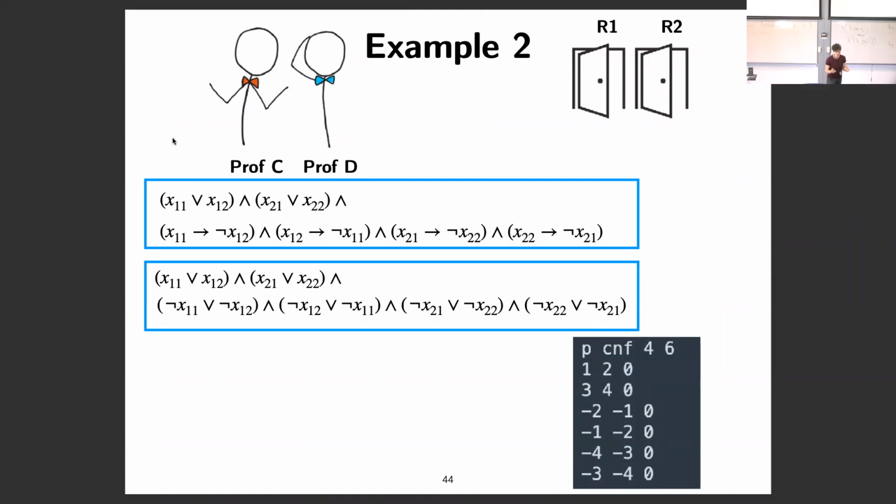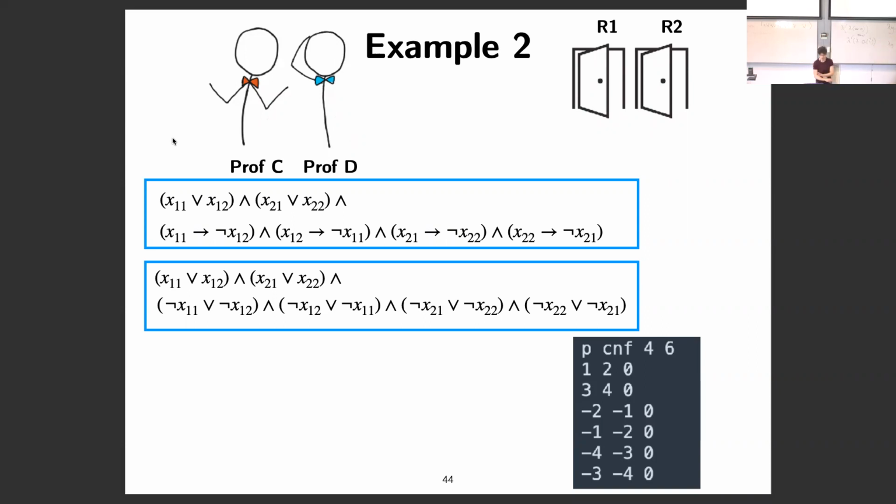Four is the total. So you say the total number of variables and then the total number of clauses. You've got two variables in each clause here, but you've got four total variables. Zero is a terminator. Zero says this is the end of the clause. Now we're going to go on to the next clause.